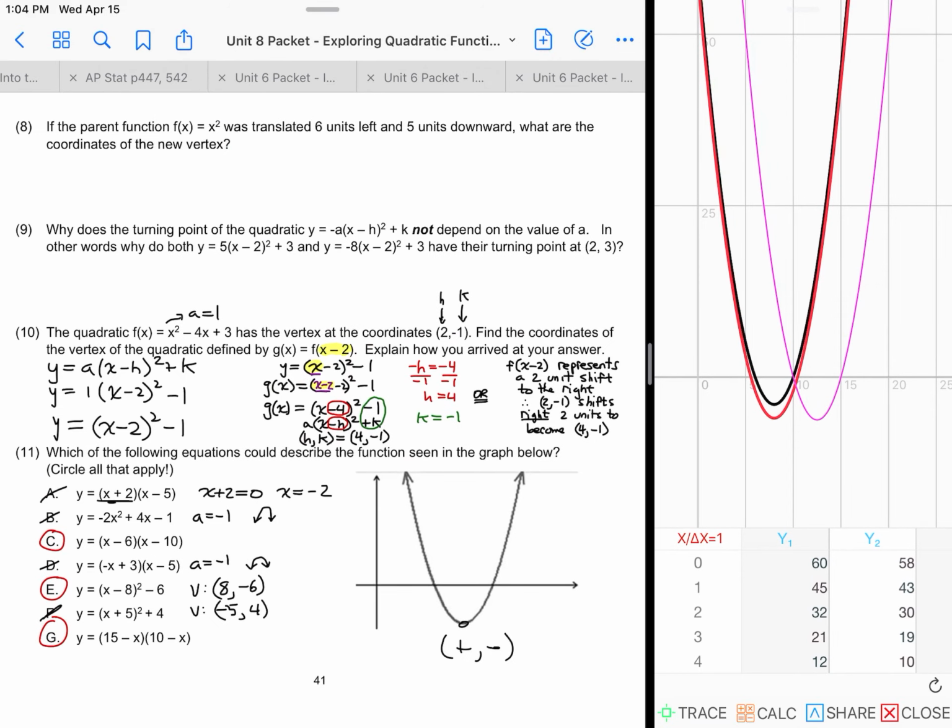Let me check my register, see if there's anything else that came through. And that looks like that's it. So I'm going to end it there. And there it is.